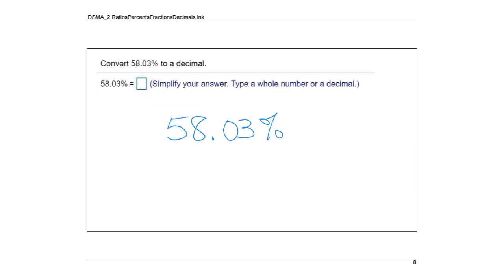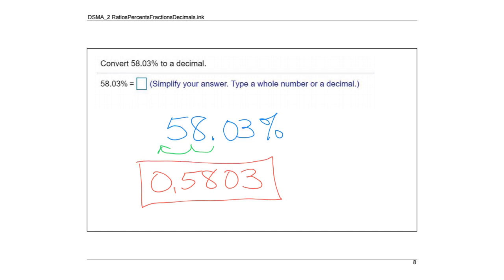All right, we have 58.03%. We want to change this to a decimal. So we're going to start with our percent. We're going to move to the left 2 tick marks. So now we have 0.5803. Still grab everything else because we want to be precise. And then drop the percent because you have now switched it to a decimal.